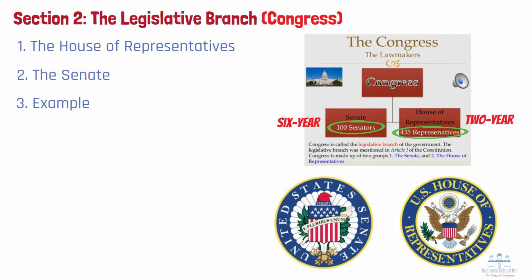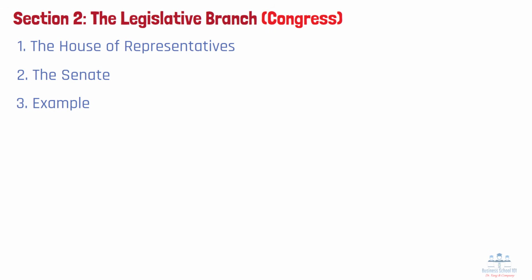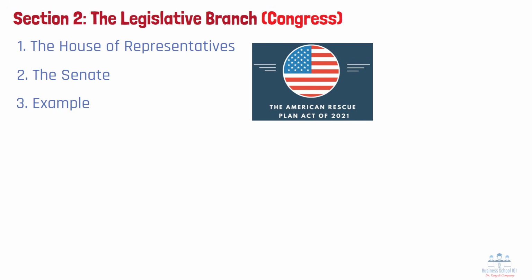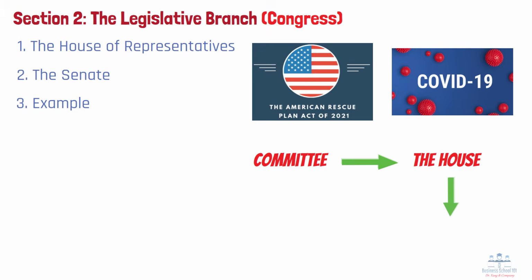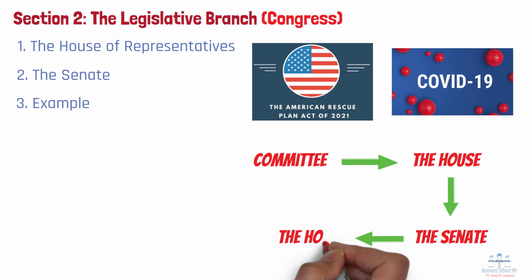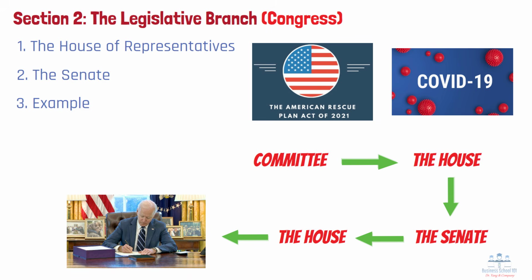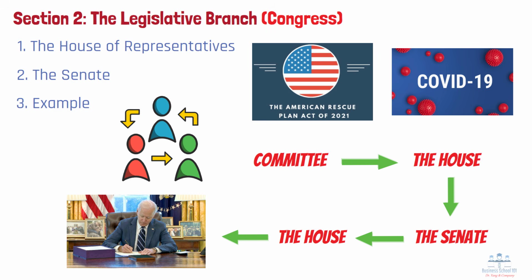Part 3. Example: the American Rescue Plan Act of 2021 is a clear example of how the legislative branch functions. Introduced in the House of Representatives as a COVID-19 relief package, it first went through committee review and revisions before passing in the House. The bill then moved to the Senate, where changes were made, such as adjusting the income cap for stimulus payments. After the Senate approved the amended bill, it was sent back to the House, which accepted the changes. Finally, on March 11, 2021, President Joe Biden signed the bill into law, authorizing $1.9 trillion in economic relief. This process demonstrates how a bill moves through both chambers of Congress and becomes law with the President's approval.